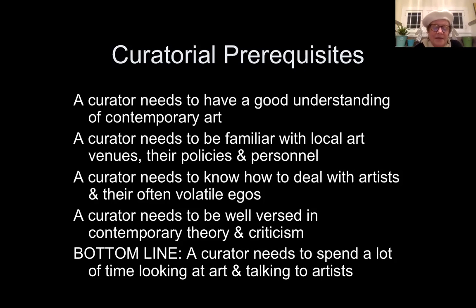So as I say here, the bottom line, as a curator, you need to spend a lot of time looking at art and talking to artists, which, you know, are my two favorite activities after hanging out with my son and my grandson. And I hope they are favorite activities of yours as well.